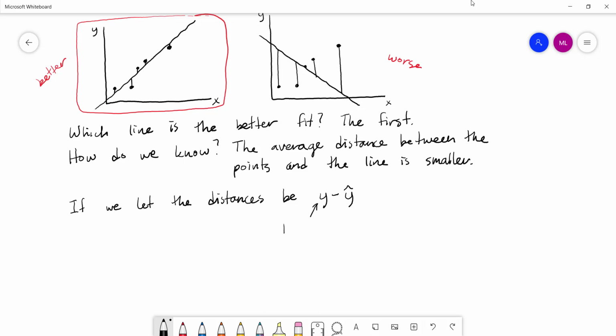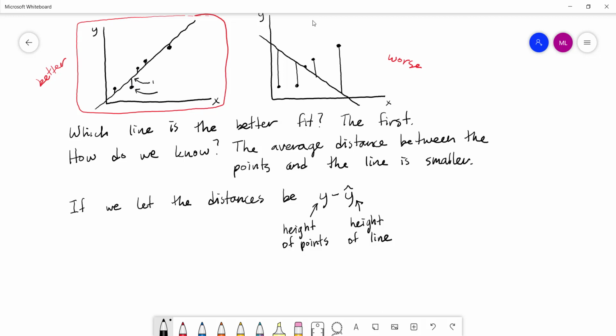So it's the height, or the y values, of the actual points. And this y hat is going to be the height of the line. And so we're taking the difference between these, and that difference is these little distances that we're going to find. So basically, if I think of this point right here, if I look at those two points, one is the point on the line, and one is the point itself, and I want to find the difference between them.